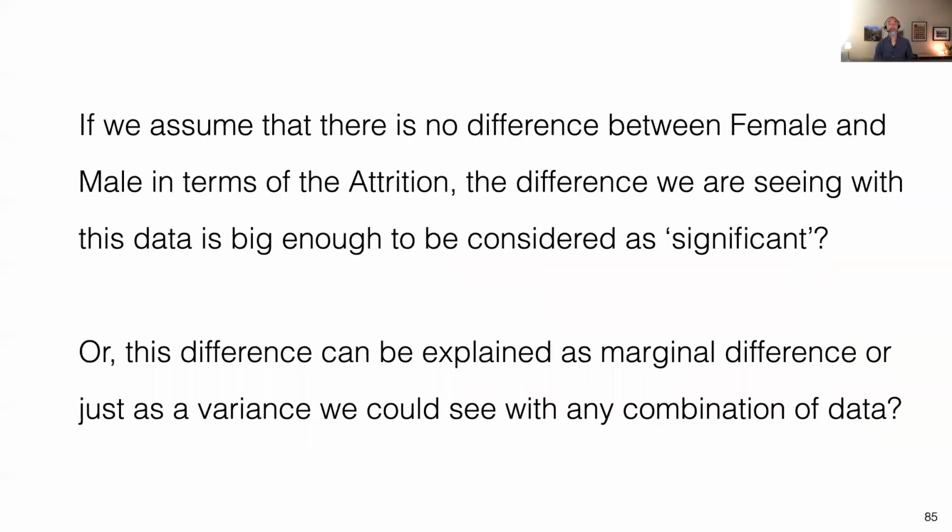So that's what we sometimes call the null hypothesis. There's no relationship. Now, if we assume that there's no difference between female and male in terms of attrition, or no difference between attrition and gender, then whatever difference we are seeing in this data, how far is it from that no-difference status? Or maybe whatever difference we are seeing can be explained by just the variance that we covered in the first episode. I mean, this world is random, so you never get the same value every single time. There's always some difference, so maybe this is part of it. So it's like a marginal difference.